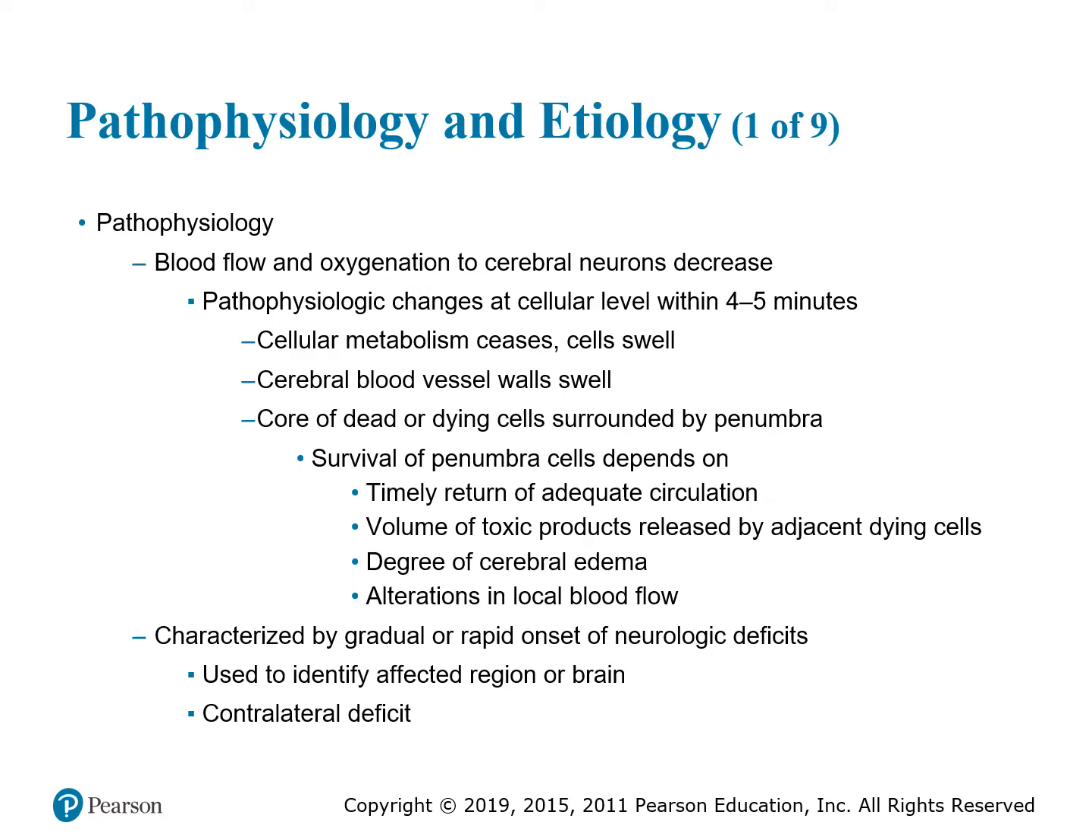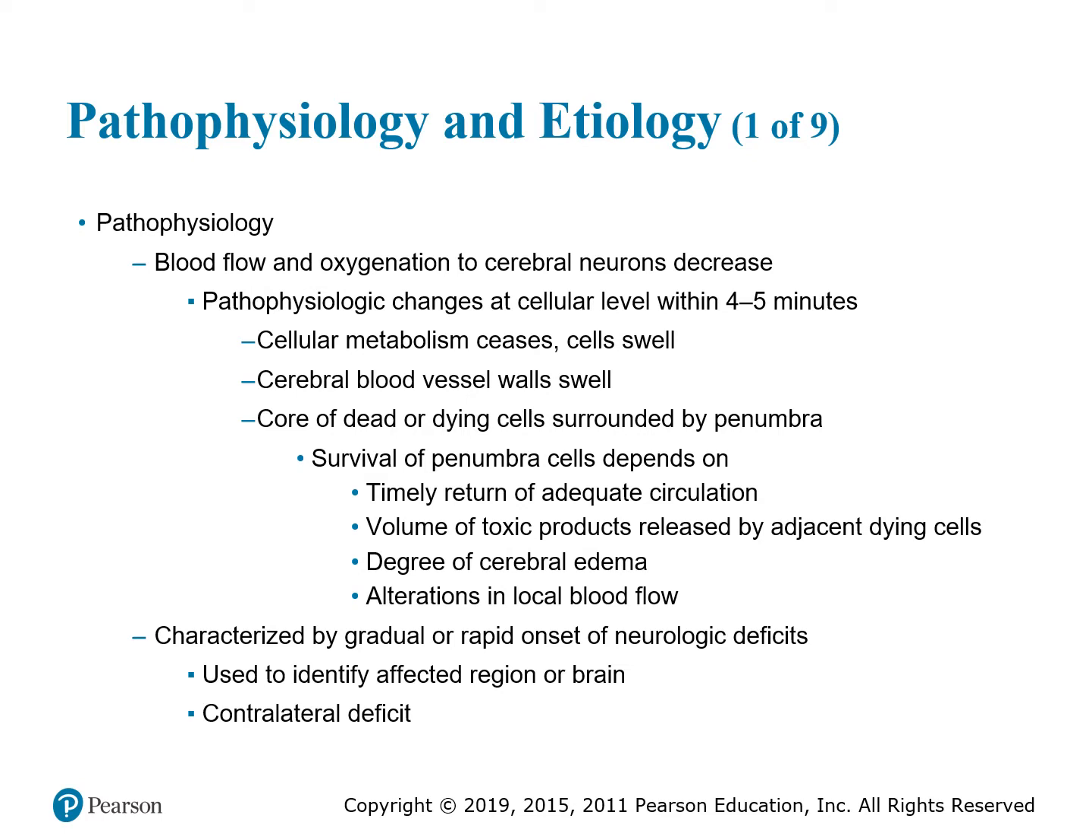A stroke is characterized by gradual or rapid onset of neurological deficits, and this can be a compromise in the cerebral blood flow. The neurological deficits that occur are often identified at the area or the region in the brain where the occlusion occurs. Because the motor pathways cross at the junction of the medulla and the spinal cord, strokes lead to loss or impairment of sensory motor functions on the side of the body opposite the side of the brain that is damaged.